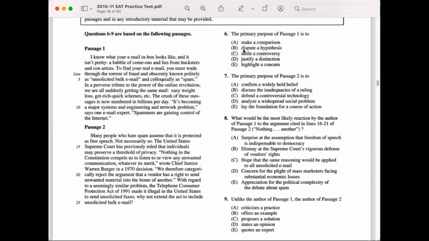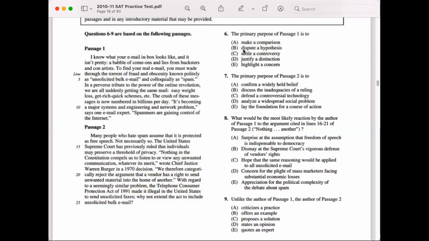I know what your email inbox looks like, and it isn't pretty. A babble of come-ons and lies from hucksters and con artists. To find your real email, you must wade through the torrent of fraud and obscenity known politely as unsolicited bulk email and colloquially as spam. In a perverse tribute to the power of the online revolution, we are all suddenly getting the same mail: easy weight loss, get-rich-quick schemes, etc.